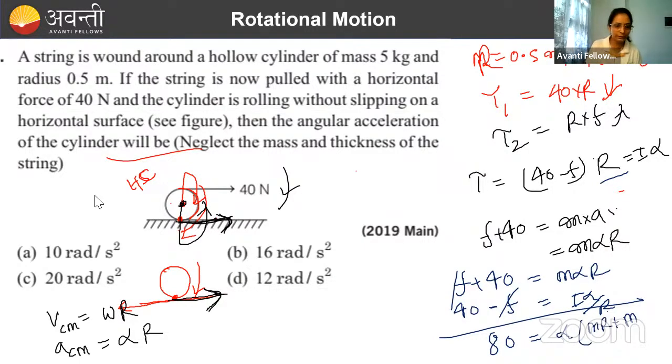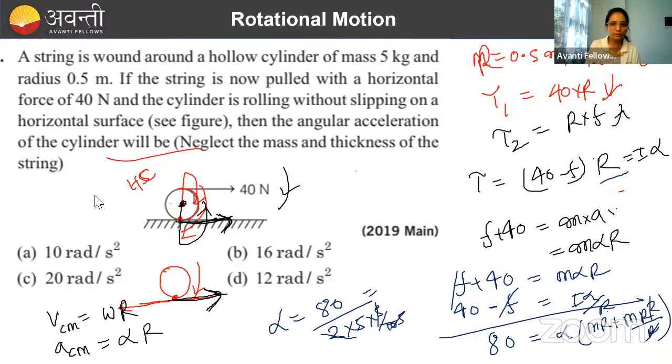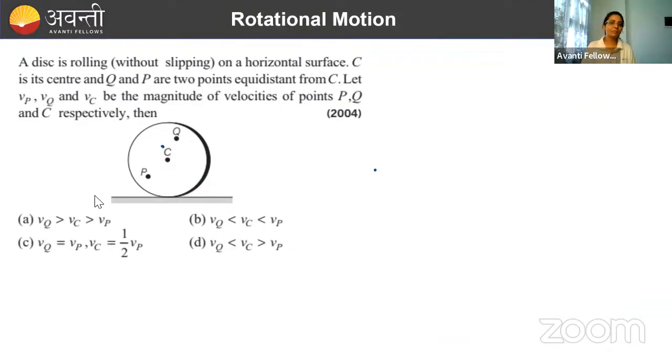This is your hollow cylinder. So M R square by R. So this will become your 2MR. Then alpha will be equal to how much? 80 by 2 into mass, which is how much? 5. R is how much? 5 by 10. So this will be equal to 16 radian per second square. So that's your answer. Now this is again a very easy question.